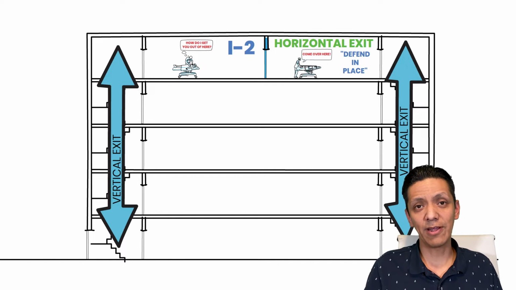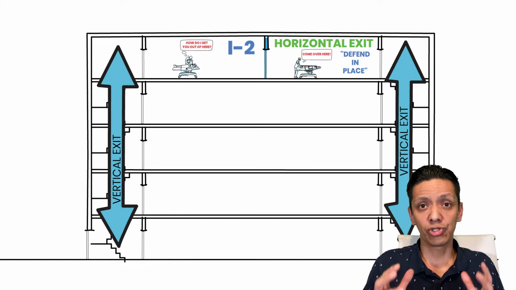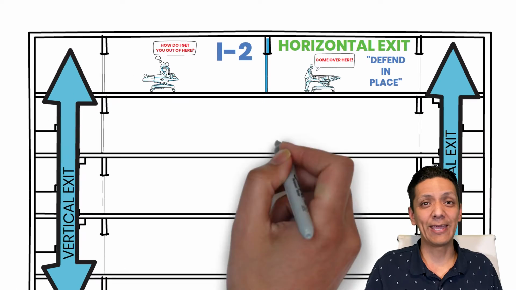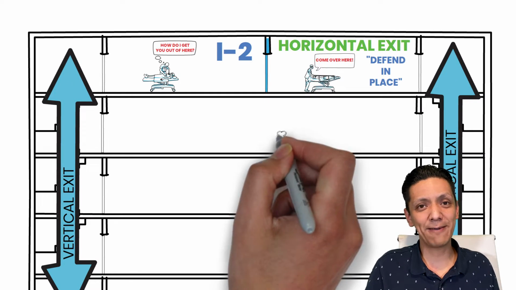We mentioned earlier that there may be some areas where people shouldn't get out. Can you think of any situations where that might happen?